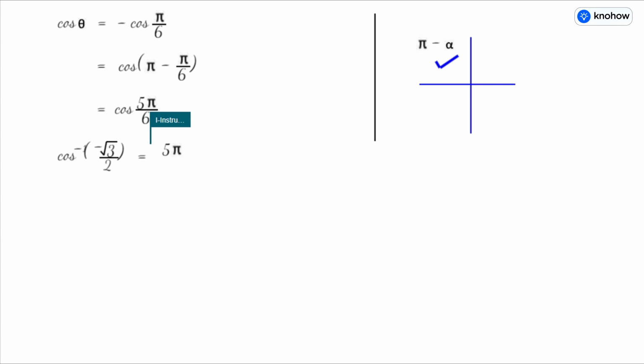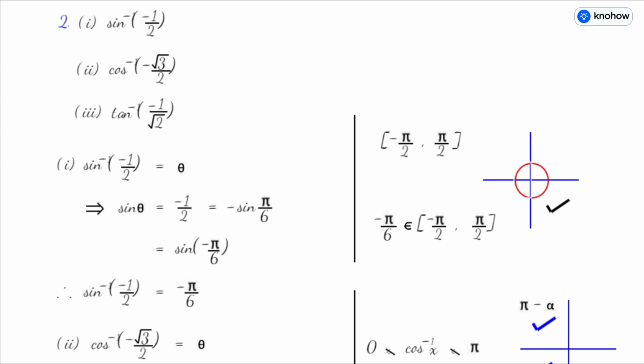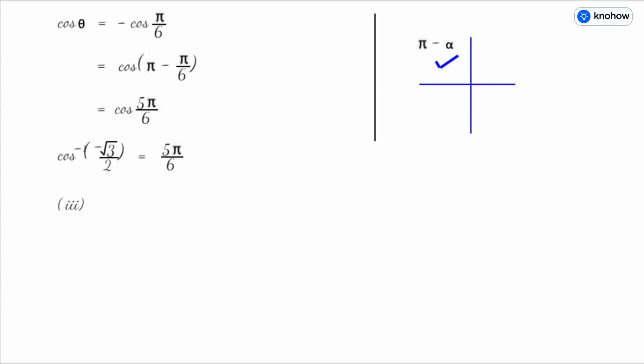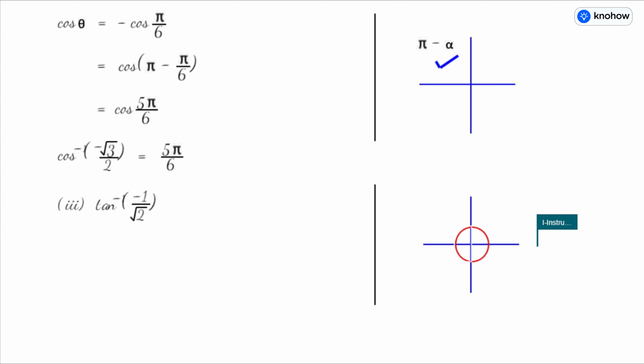And let's see what the third part is. The third part is tan inverse minus 1 by root 2. Now what is the principal value branch for tan inverse x? It is minus pi by 2 to pi by 2, open interval. Tan theta is negative in the second and fourth quadrants. So the second is not in our principal value branch. We can take only the fourth, like in the case of sine inverse x. So how do you take it?